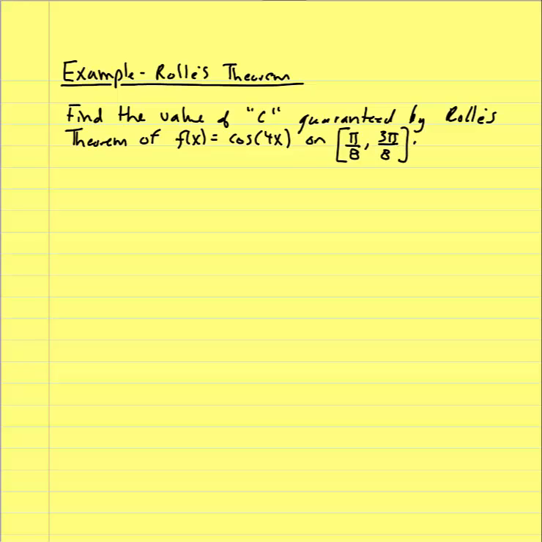Okay, so first of all, we need to establish that this is actually applicable to Rolle's theorem. So what is the criteria for Rolle's theorem? Okay, it has to be continuous and differentiable on the interval. And it is continuous and it is differentiable because it's the cosine function, and the cosine function is continuous from negative to positive infinity. So I think we're good here. So the criteria has been met.